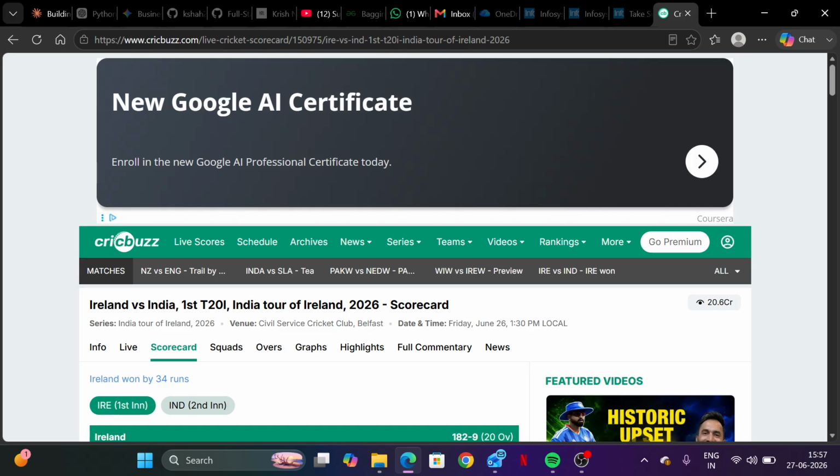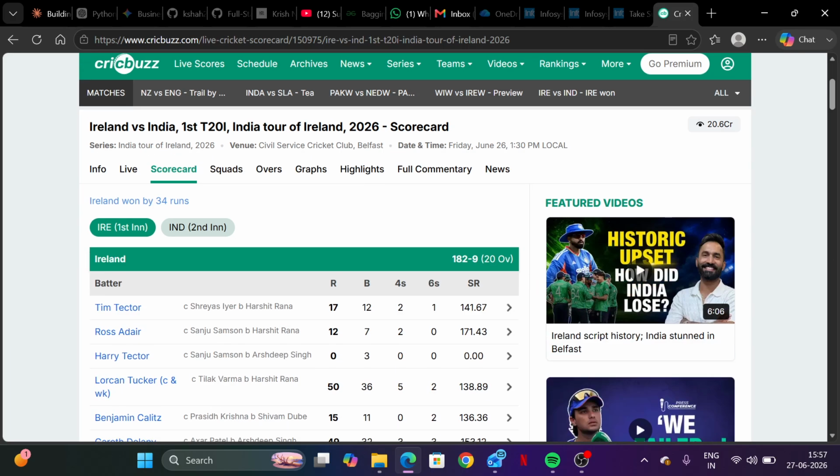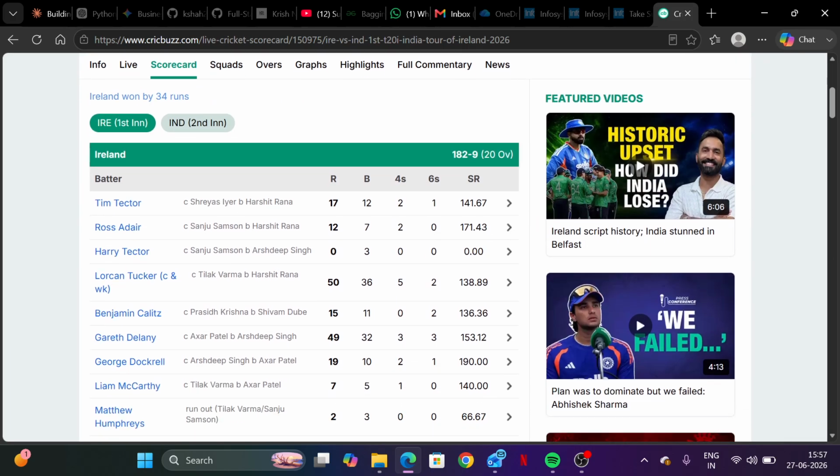Now let us deep dive section wise and step by step into what the crucial factors were which decided the fate of this game. Now, as you can see in the scorecard, Ireland scored 182 runs for the loss of 9 wickets, which means that India needed to chase 183 runs to win the game. But India could only manage to score 148 runs, and Ireland won by 34 runs.